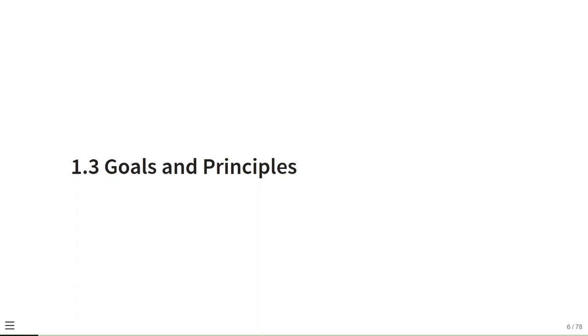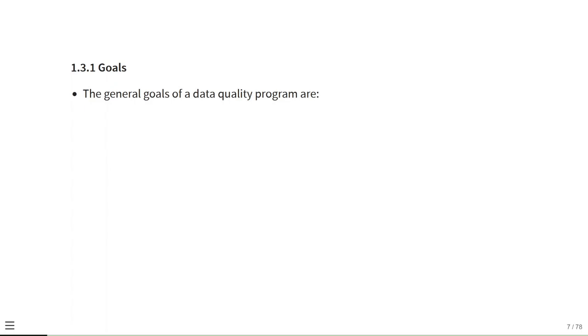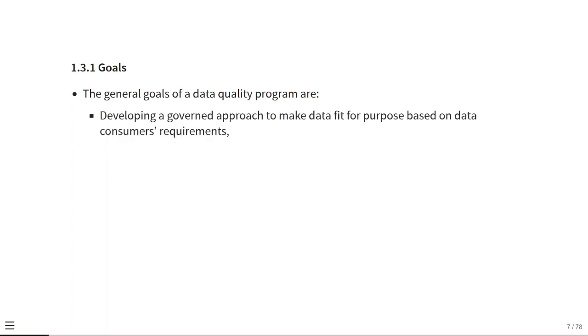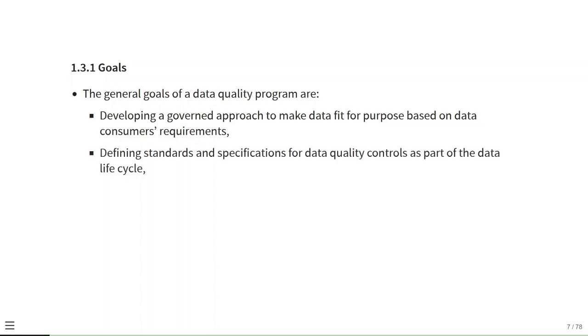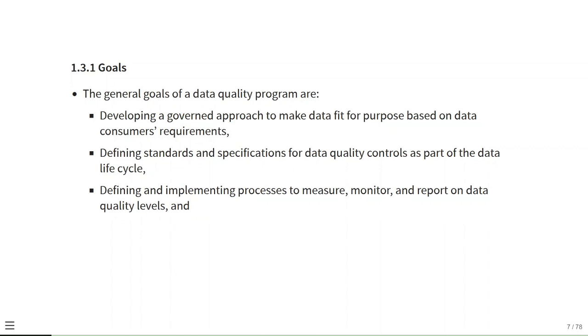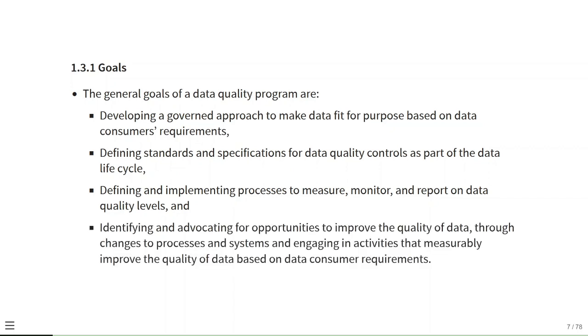Goals and principles. The general goals of a data quality program are developing a governed approach to make data fit for purpose based on data consumers' requirements, defining standards and specifications for data quality controls as part of the data lifecycle, defining and implementing processes to measure, monitor and report on data quality levels, and identifying and advocating for opportunities to improve the quality of data through changes to processes and systems, and engaging in activities that measurably improve the quality of data based on data consumer requirements.